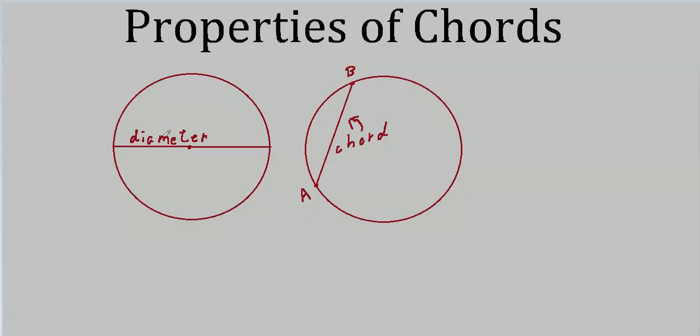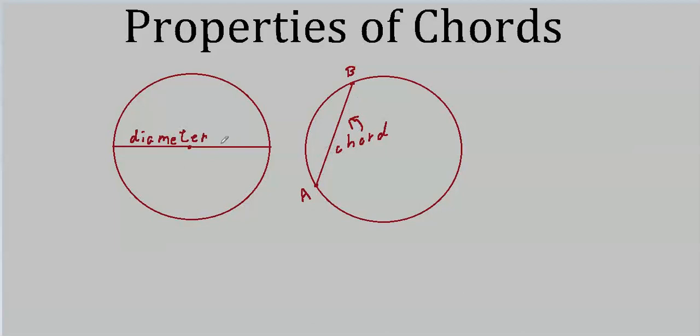A diameter is a chord. Anything that connects 2 points on the circumference of a circle, that's a chord. Diameter, of course, is a special chord which runs through the center of the circle. Otherwise, it's just called a chord. Diameter is rarely referred to as a chord, but it has the properties of a chord.